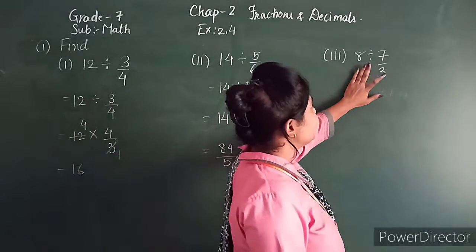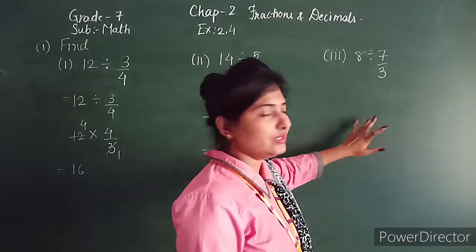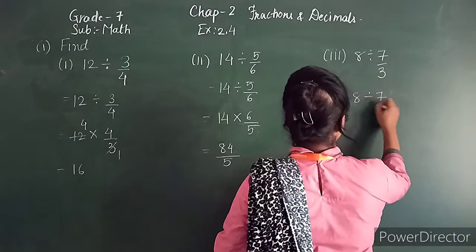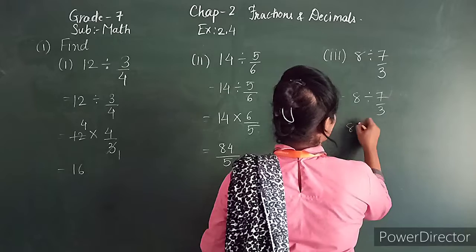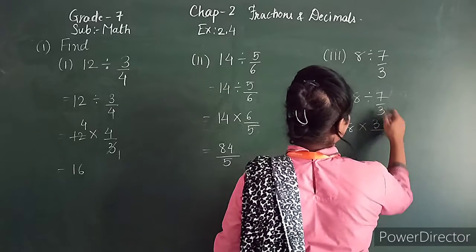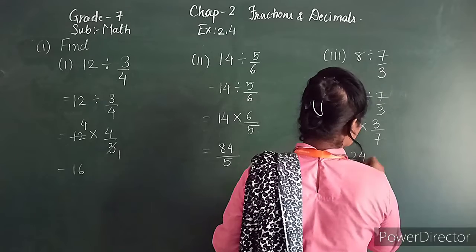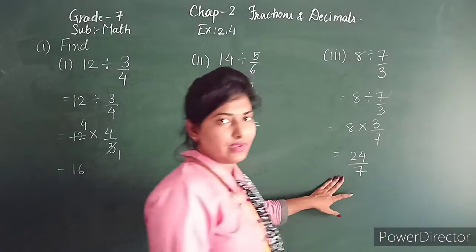Then 8 divided by 7 upon 3. Here 8 divided by 7 upon 3. So if we change this sign, then this number will be the reciprocal. So 8 times 3 is 24. So it is 24 upon 7.